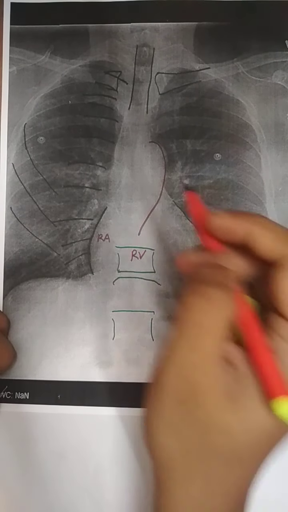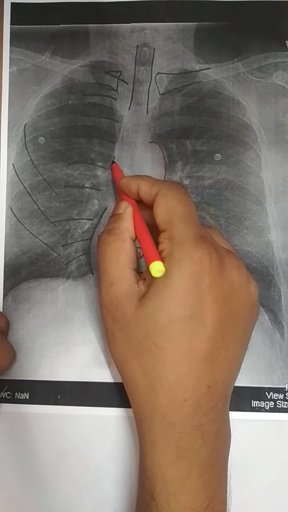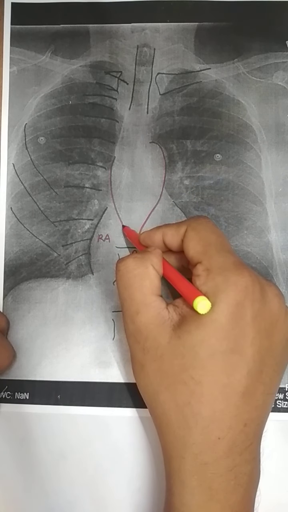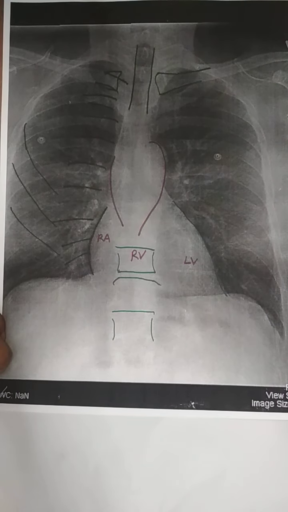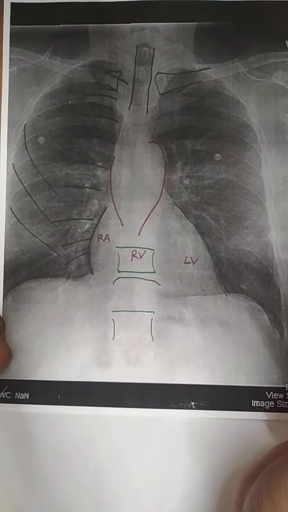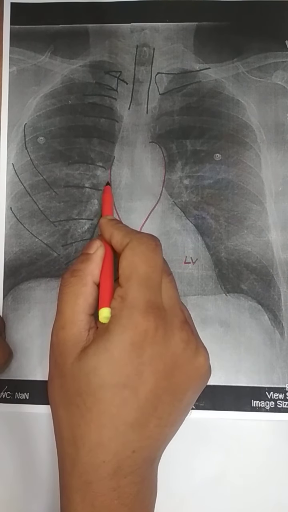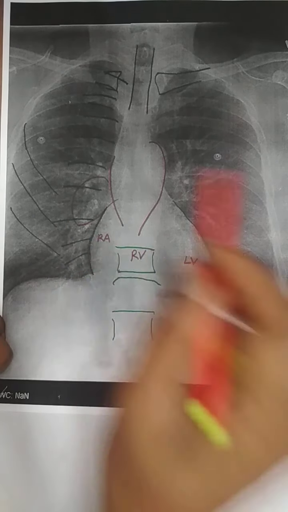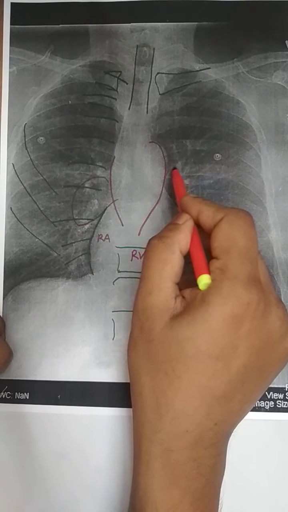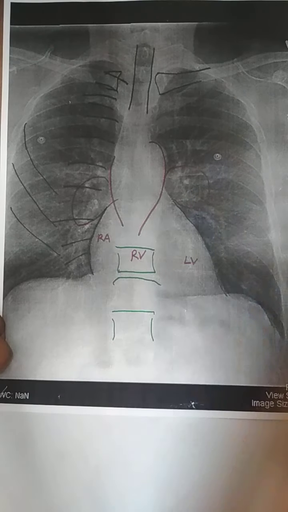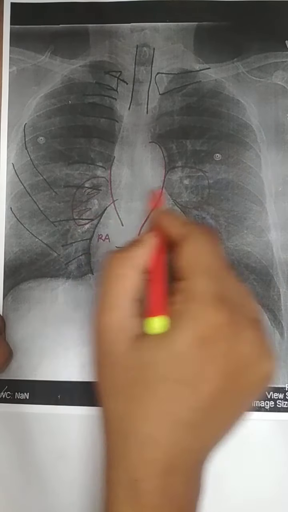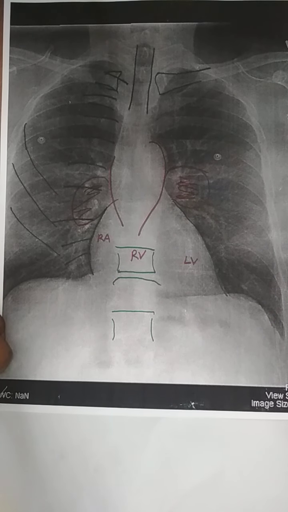And then the mediastinum, the outer borders of the mediastinum. This is the mediastinum. The mediastinum should be sharp and should not be widened. Okay. Then you can mark the hilum of the lung. So this would be the hilum, and this would be the hilar region. The hilar region is usually fuzzy. You should examine the hilar regions. Okay. Then the cardiothoracic ratio.